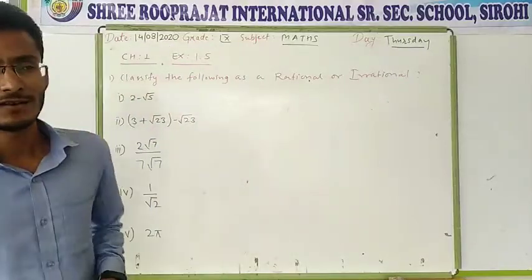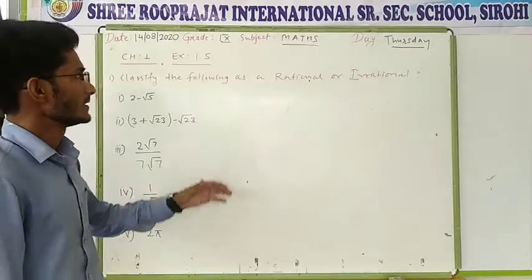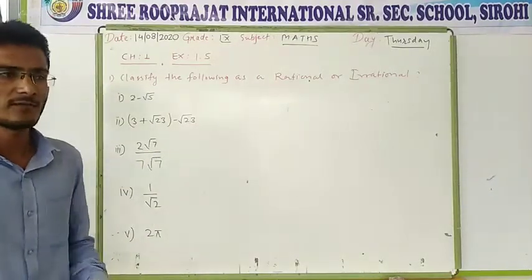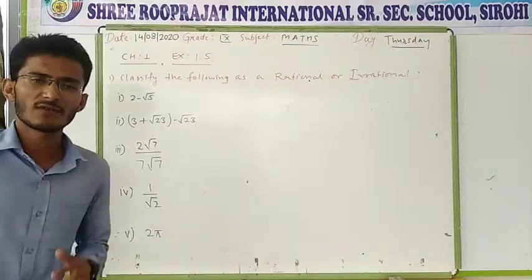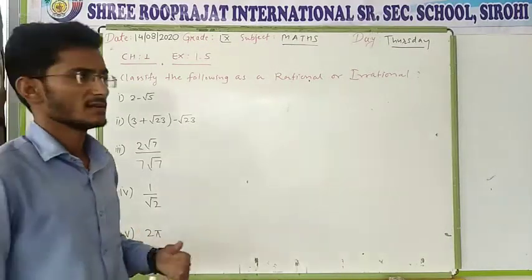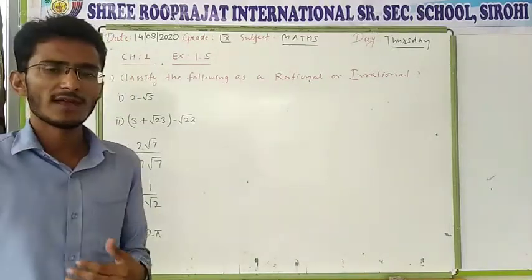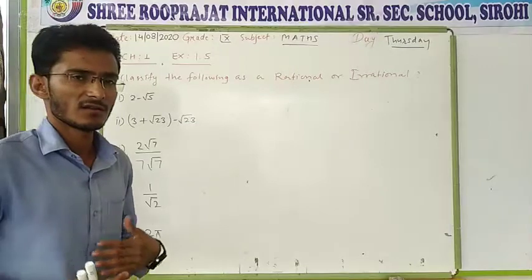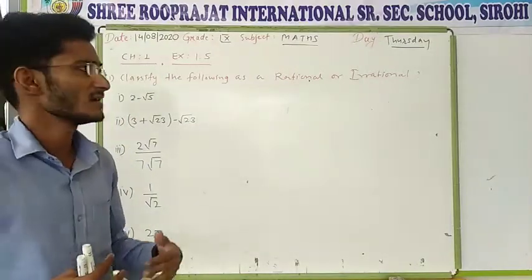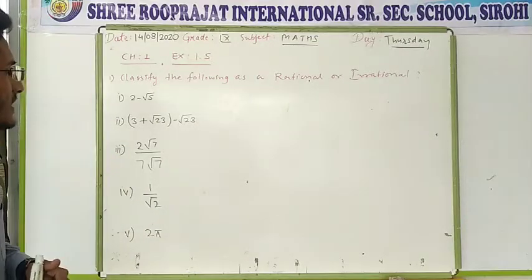Good morning, students. In the previous class we solved exercise 1.4. Now exercise 1.5. Exercise 1.5 is all about operations on real numbers, that means rational and irrational both. That is, how can we add, subtract, multiply, or rationalize the numbers, or can we represent an irrational number on a number line. So, first question.